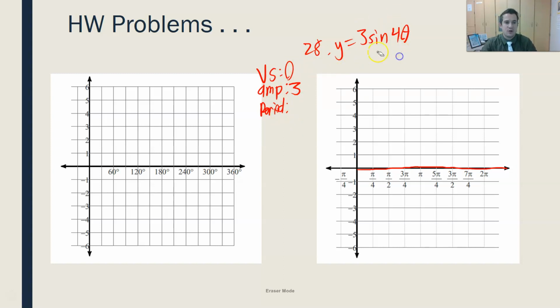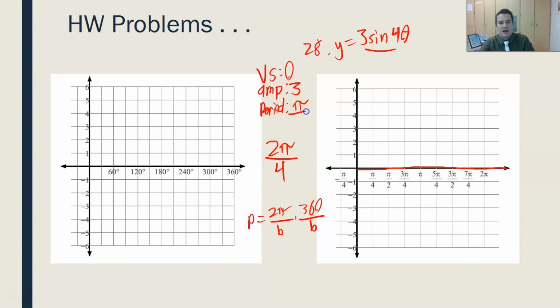Yes. I'm going to take the parent function for sine, that period, which is 360, in radians, 2 pi radians, divided by this b value. Remember that the period is equal to 2 pi, or 360, over b. So 2 pi divided by 4. 2 over 4 reduces to 1/2. So 1/2 pi, or pi over 2, is my new period.